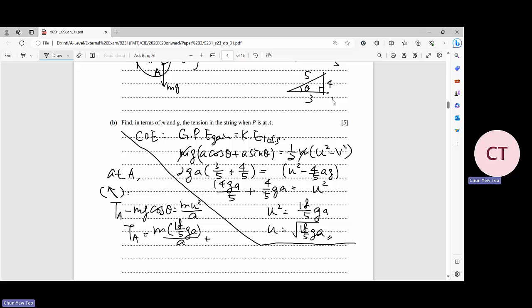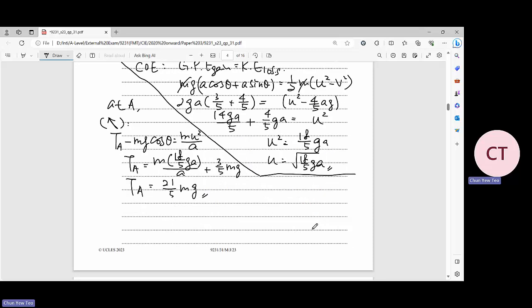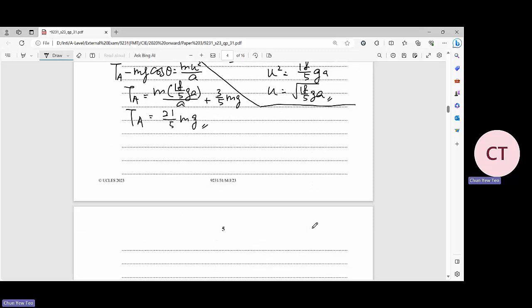Cos theta, from this triangle here, cos theta is 3/5 mg. So simplify it, you get 21/5 mg. That will be your tension of P at A. Okay, so done for this part.